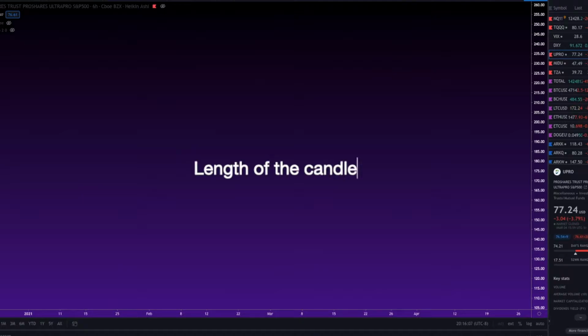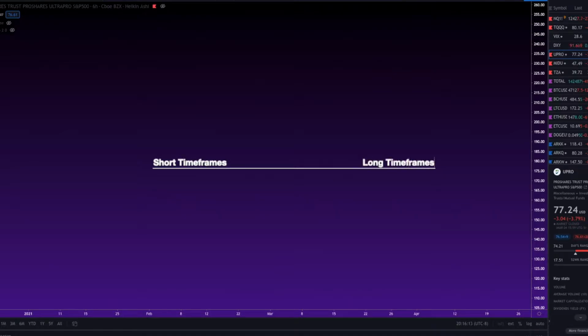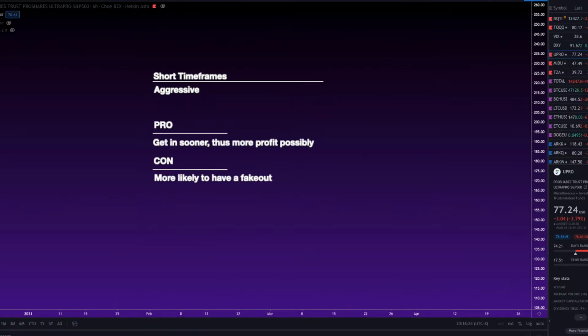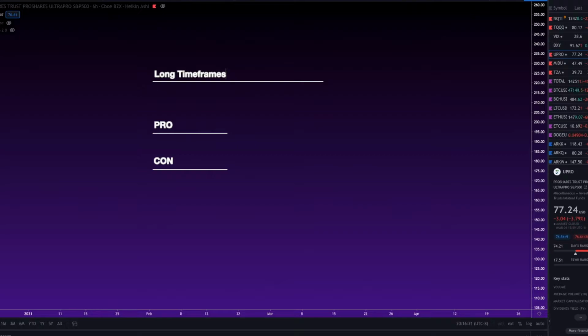So now let's move on to timeframes, and I mean length of a candlestick when I use the phrase timeframes. There are short timeframes and long timeframes. Short timeframes are aggressive while long timeframes are passive. Now let's talk about pros and cons of short time frames. Pro is you get in sooner, thus more profit possibly, and a con is more likely to have a fake out. Now long time frames, there's less likely of fake outs, however you get slightly less profit.